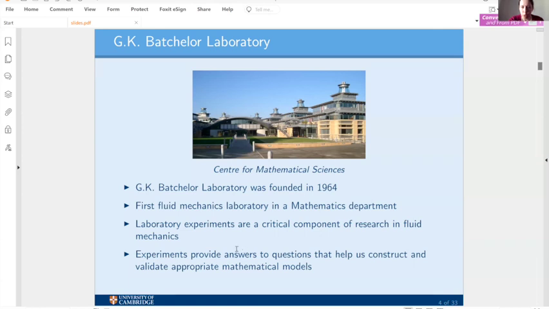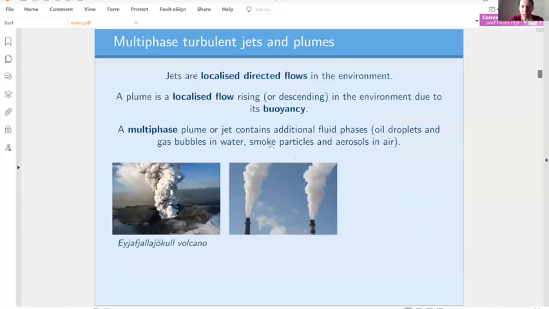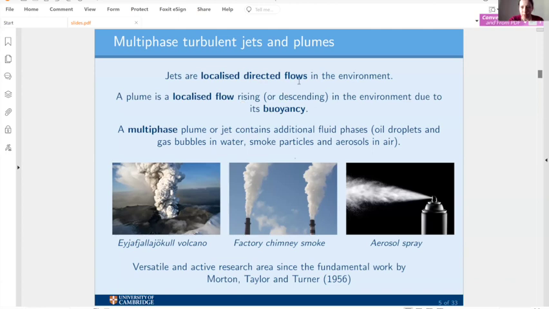Now, today we are going to talk only about a very small part of fluid mechanics, namely multiphase turbulent jets and plumes. So let me start just by giving you a very brief introduction into this topic. So generally speaking, a jet is a localized directed flow in the environment. And we call a jet a plume if it rises or descends in the ambient due to its buoyancy. Furthermore, we speak of a multiphase turbulent jet or plume if it additionally contains some secondary fluid phases. So you can think of oil droplets and gas bubbles in water, or smoke particles and aerosols in air.